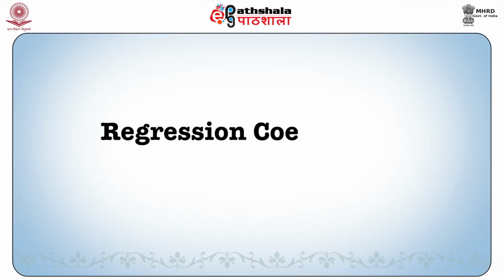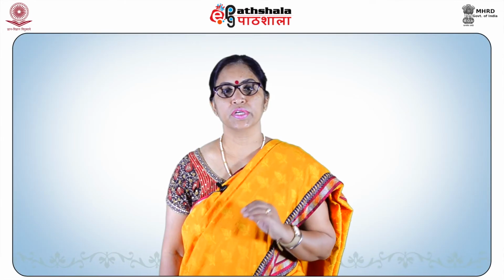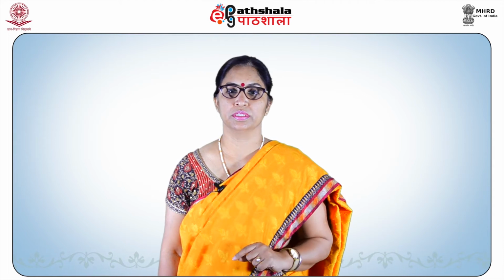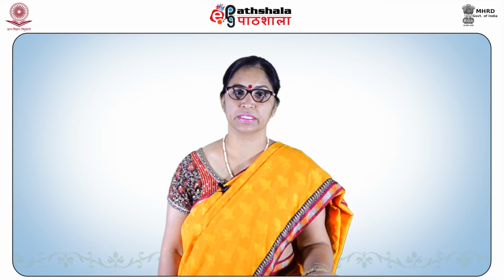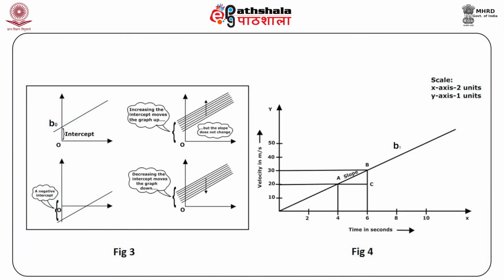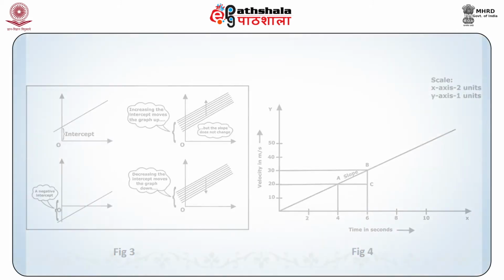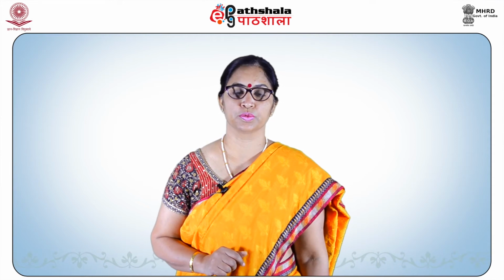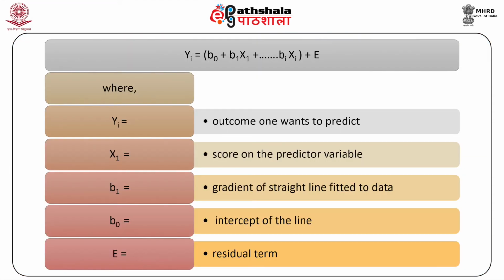The regression coefficients. A straight line has two important terms associated with it, the intercept and the slope, as indicated in figures 3 and 4 respectively. The slope is the gradient of the line, denoted by B1, and the intercept is the point at which the line crosses the vertical axis of the graph, and it is denoted by B0.